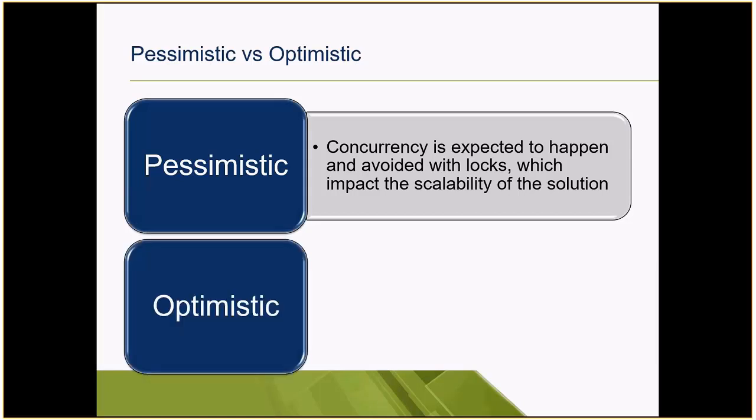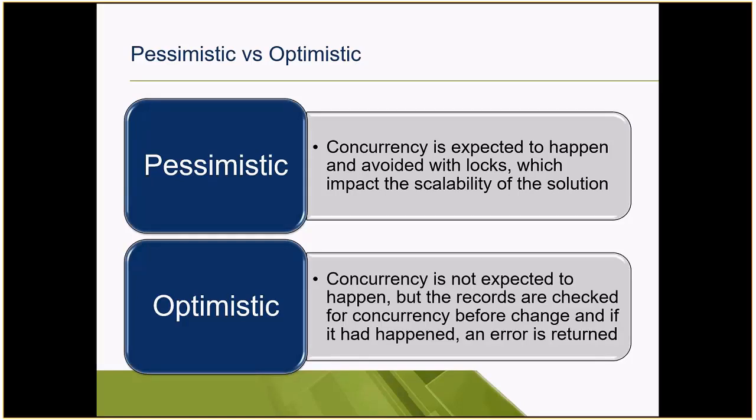Optimistic concurrence, on the other hand, expects that concurrence will not happen. Using optimistic concurrence, we don't expect to have concurrence. How is this possible? This is possible by the business rules. We don't expect two people to update the same record at the same time. We are not expecting a concurrence on this level.